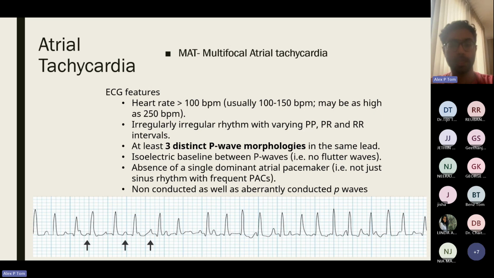You will still see an isoelectric baseline between the P waves, unlike the flutter. So where do you see these things? You see these in COPD, right heart failure, basically very sick patients in ICU. That is where you actually see these, and then you need to manage the underlying condition, and that would definitely help you control this multifocal atrial tachycardia.